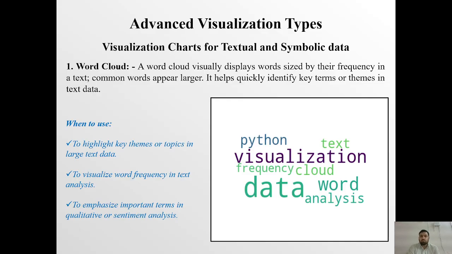Now we will move forward to advanced visualization tools. Visualization charts for textual and symbolic data. Word cloud. A word cloud visually displays words sized by their frequency in a text. Common words appear larger. It helps quickly identify key terms or themes in text data.